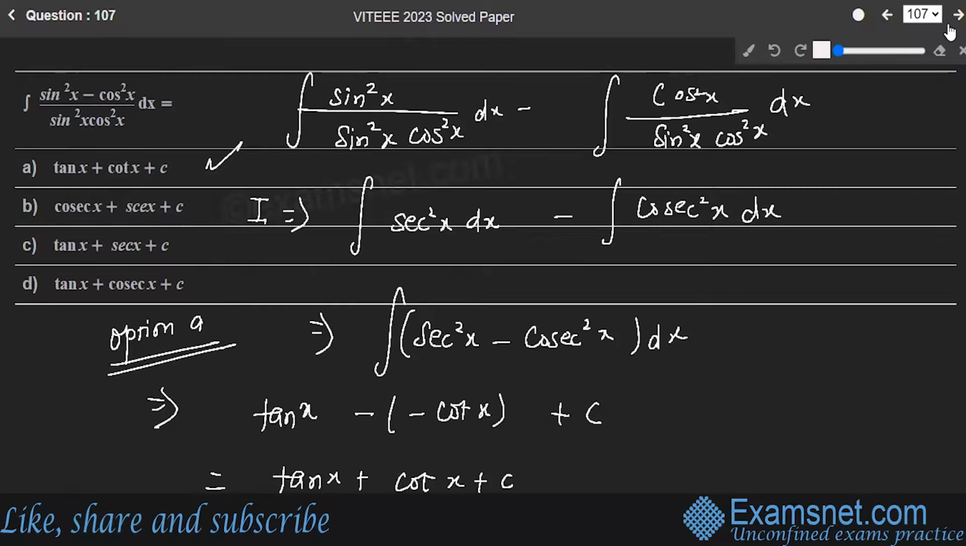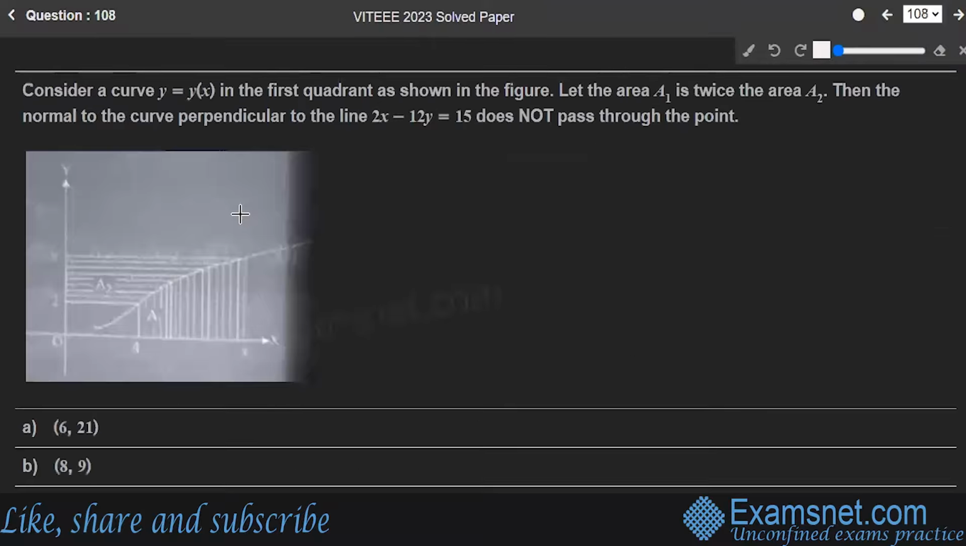Hope you understood this. Next is question number 108. Consider the curve y = f(x) in the first quadrant as shown in the figure. Let area A1 be twice the area A2. So this is area A1, and this is twice the area A2. Then the normal to the curve, perpendicular to this line, does not pass through which of these points?